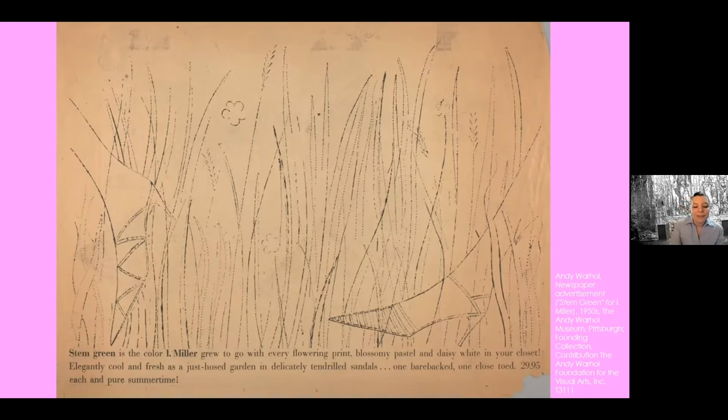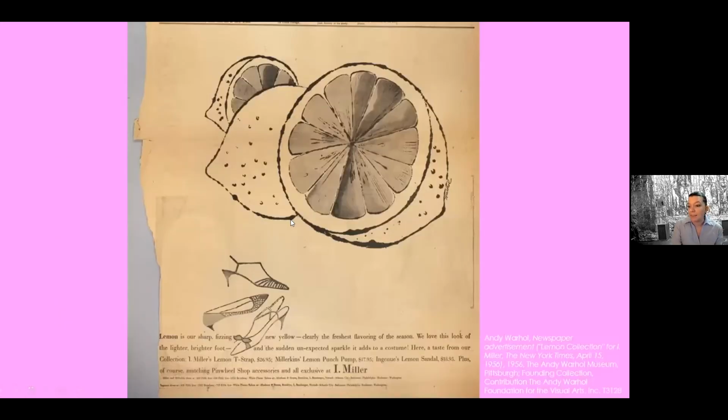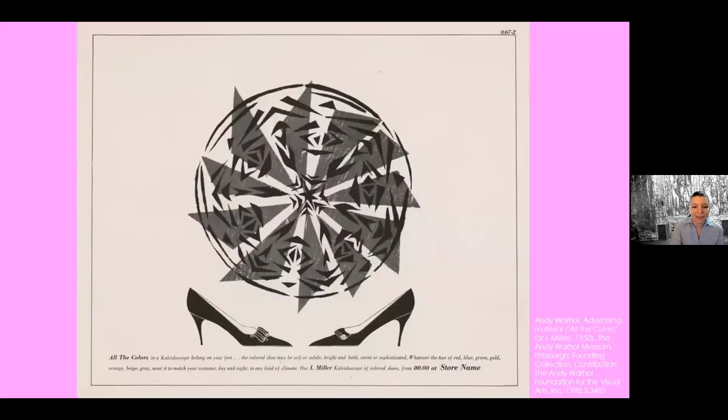And so in this case, we see an ad for some stem green shoes that Warhol illustrated by drawing the shoes walking through some fresh, tall grass. And then for a lemon yellow shoes, Warhol filled the ad with these 2 huge lemons, and then you just see a few shoes cast aside at the bottom, but the lemon is the focus of the ad itself. And then finally, this ad is meant to convey all the colors. And so once again, he's limited in the black and white medium. So what he did to convey all the colors was draw what looks like the inside of a kaleidoscope. So that's what this geometric thing on the top is supposed to be.